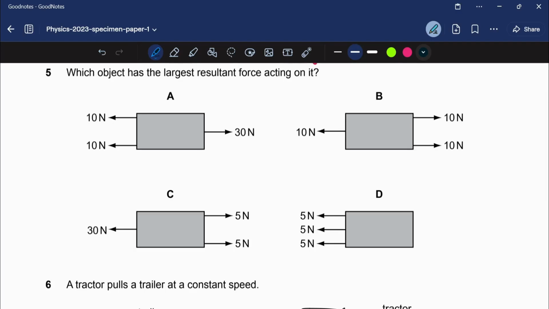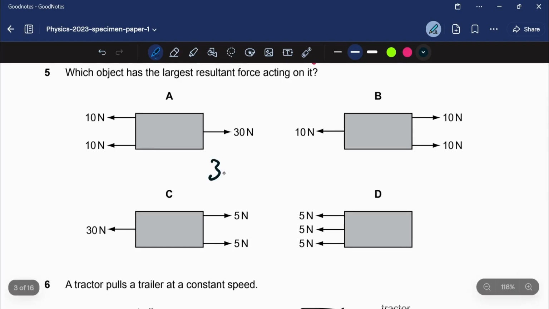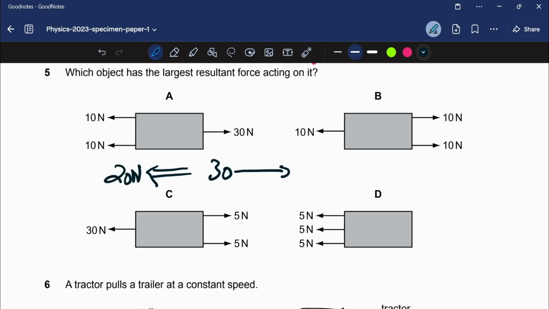So as far as A is concerned, we have 30 Newton to the right and a total of 20 Newton left. So the resultant will be 10 Newton towards right. Okay, this is for part A or block A. Now for block B, part B, we have 10 Newtons overall force towards left and 20 Newtons overall force on right.